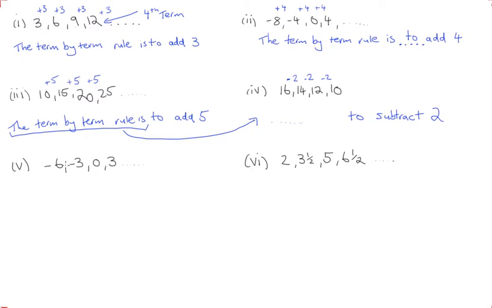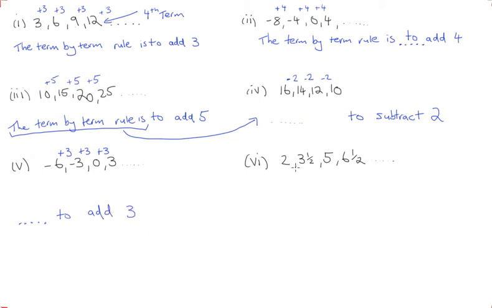So what about down here? -6, -3, 0, 3. Well, again, this is a little bit tricky because it has minus numbers, but it's very similar to question 2 at the top right. So to get from minus 6 to minus 3, you plus 3. To get from minus 3 to 0, you plus 3. From 0 to 3, you plus 3. So the rule must be to add, and I'll just put a little dot, dot, dot, so you know that I should have written the term by term rule is to add 3.